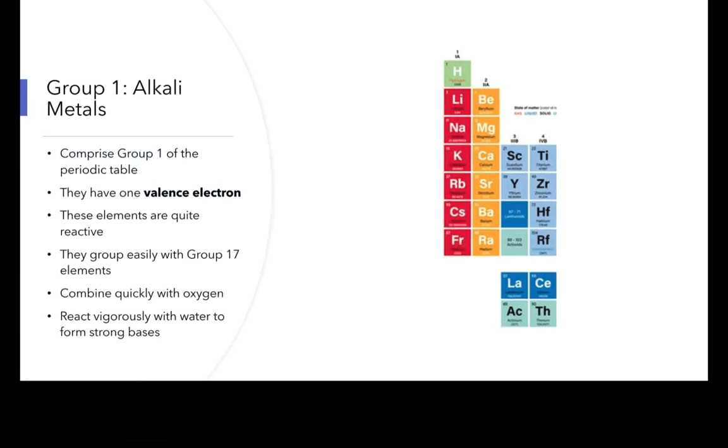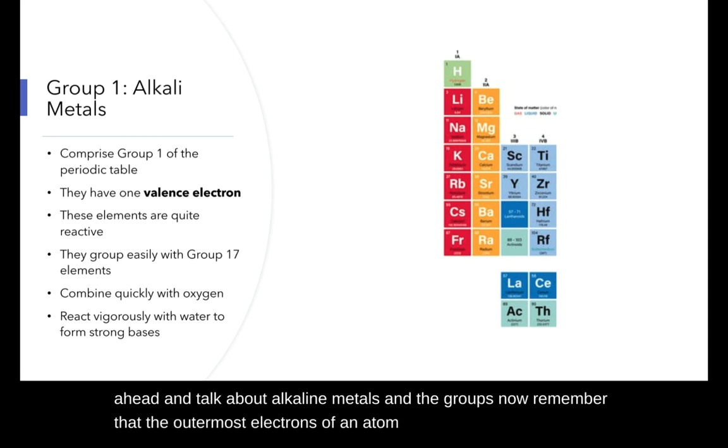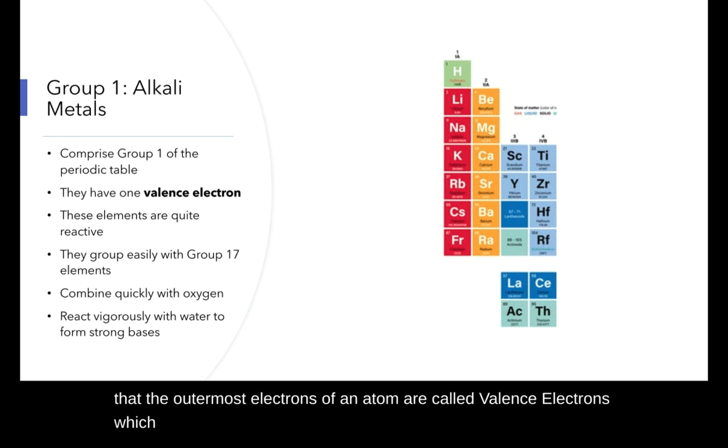Hello again. Okay, so moving on from the previous video, I'm going to go ahead and talk about alkali metals and the groups. Now, remember that the outermost electrons of an atom are called valence electrons, which are the ones involved in the formation of chemical bonds between atoms.